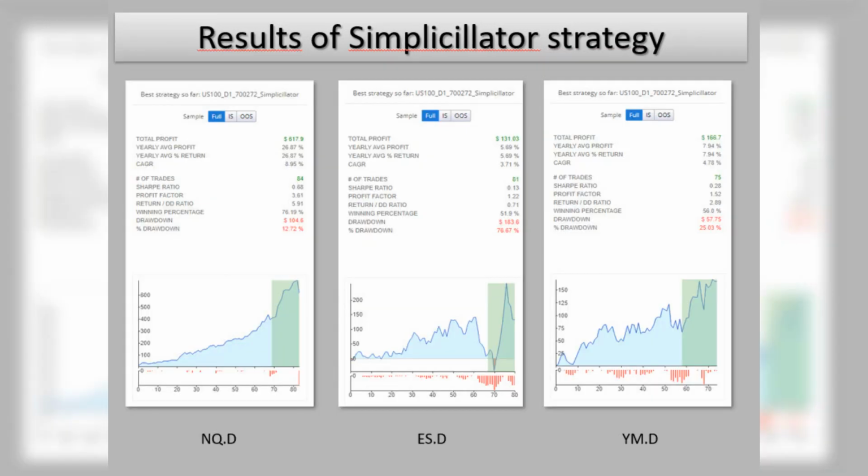For all markets listed, the strategy is tested with an initial capital of $100 and a position size of 0.01 lots. As you can see, the Simplicillator strategy is profitable not only in the Nasdaq market, but also in the S&P 500 and Dow Jones, although not as excellently. The parts of the charts in green are out-of-sample data, i.e. data that was not used in the development of the strategy.